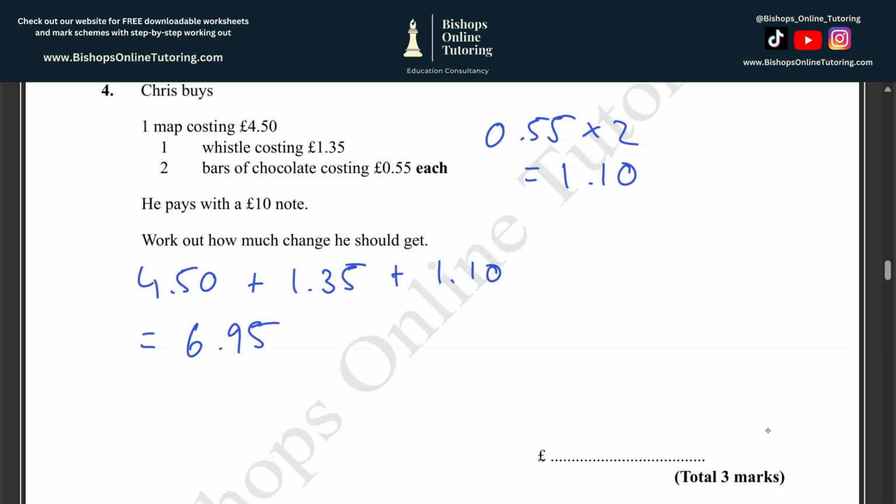But the question tells us that Chris pays with a £10 note, and we need to work out how much change he's going to get. So then we do 10 minus 6.95, and that gives us £3.05. And that's our answer, 3.05.